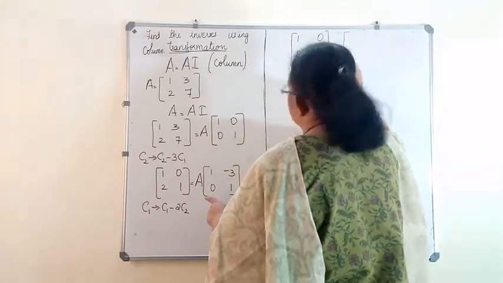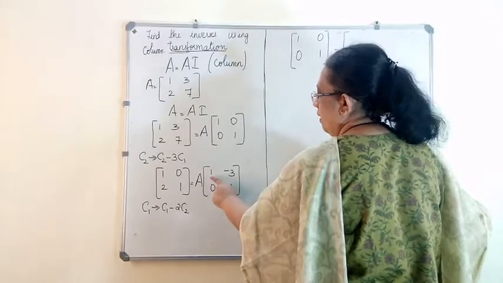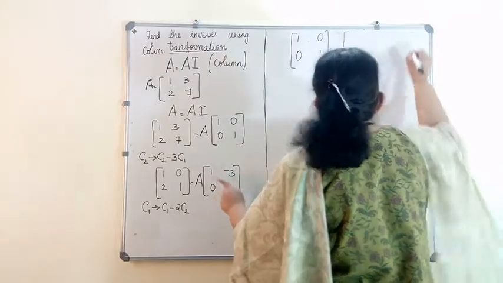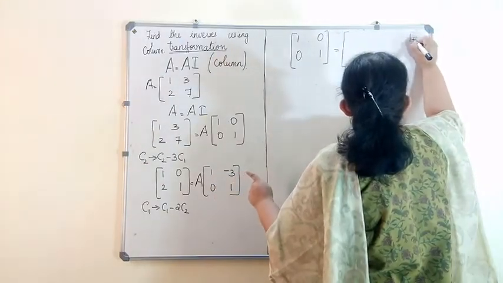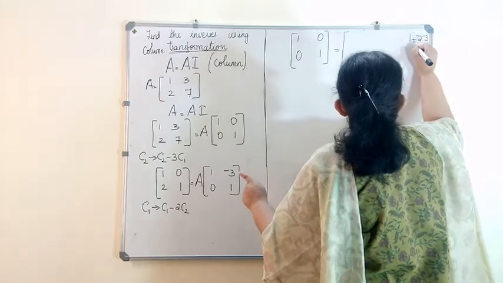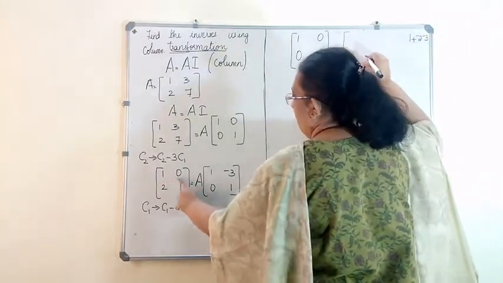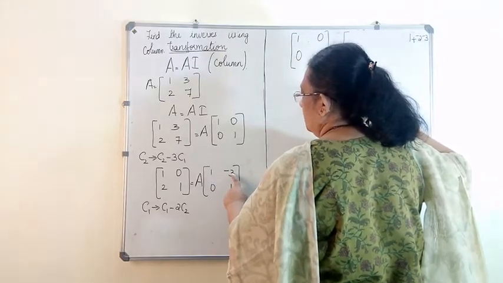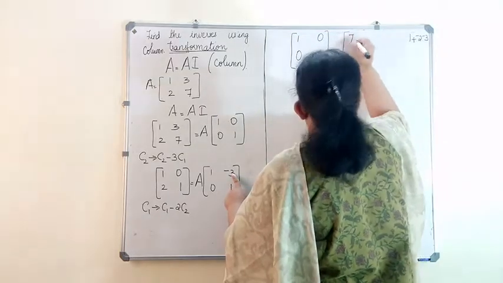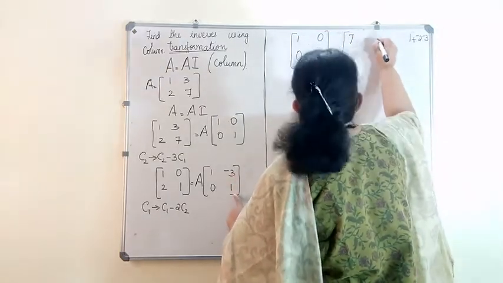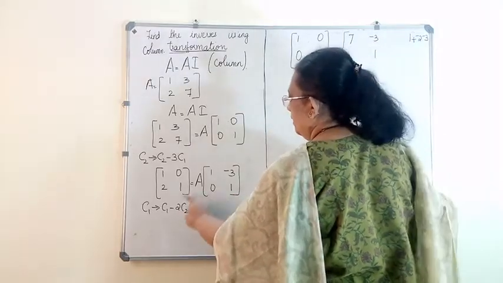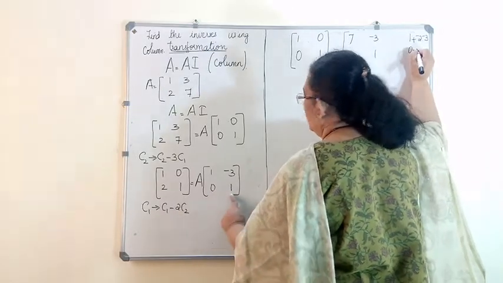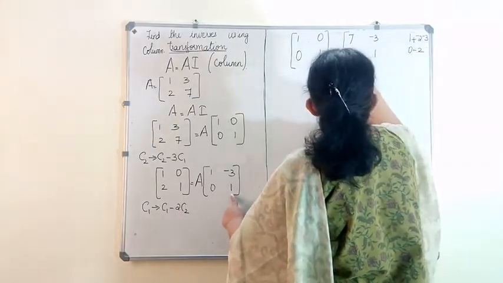Equal to, for C1 I am changing. C1: 1 minus 2 into minus 3. That will be 6. 1 plus 6 is equal to, isn't it? 1, 2, 7. Second column as such, minus 3, 1. Then 0 minus 2 into 1, 2. That will be minus 2.